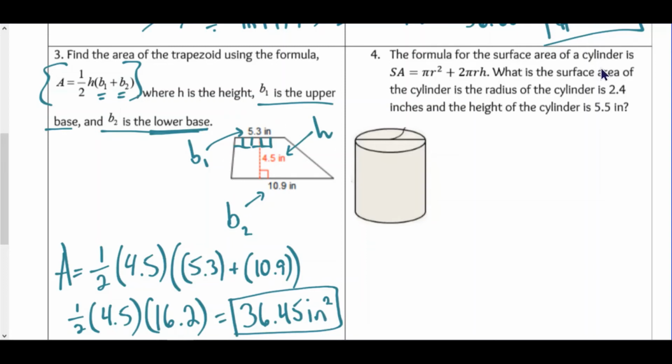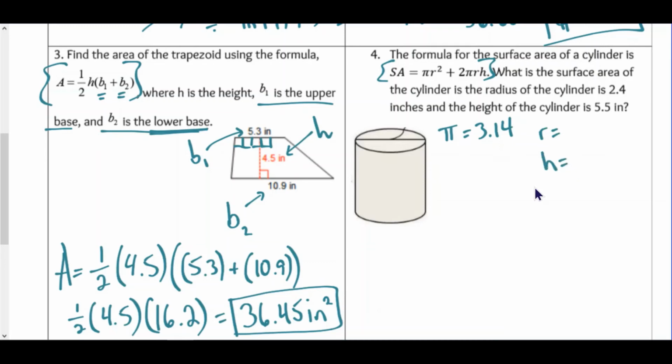The formula for the surface area of a cylinder is this. So the surface area equals pi times the radius squared plus 2 pi times the radius times the height. So we see some variables in there. First off, I'm just going to label pi as 3.14. That's actually not a variable, that's a constant number. But we do need to figure out what is h and r.